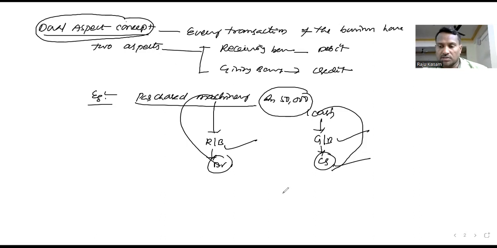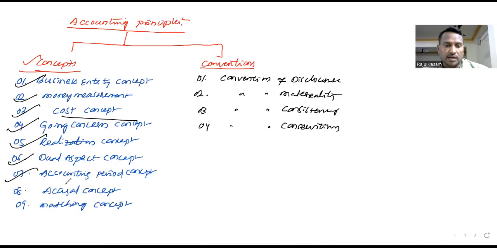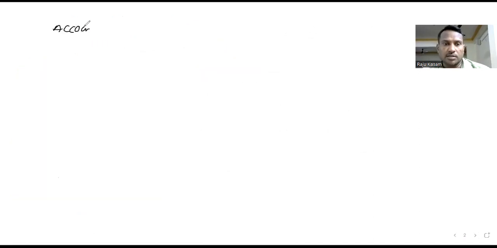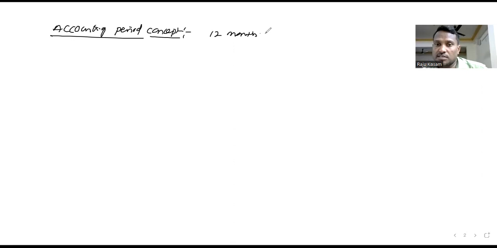Okay, my dear students, let's move to the next one, the accounting period concept. So what is the accounting period concept? Accounting period means the time for maintaining the accounts. For recording and maintaining the accounts, we have a specified period of time. According to the generally accepted accounting principle, the accounting period should be 12 months, which means 1 year.